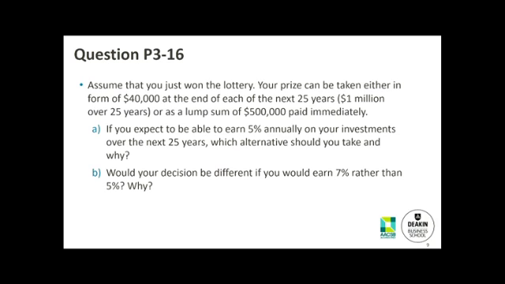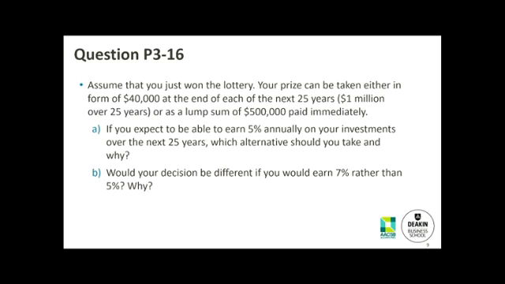Let's move to the next question. Okay. Assume that you just won the lottery. You're lucky. Your prize can be taken either in the form of 40,000 at the end of each of the next 25 years, or as a lump sum of 500,000 paid immediately.